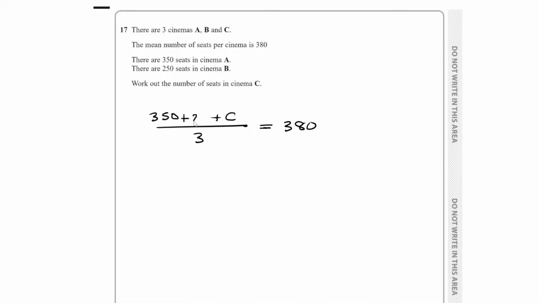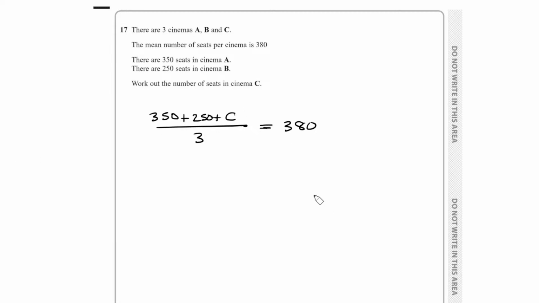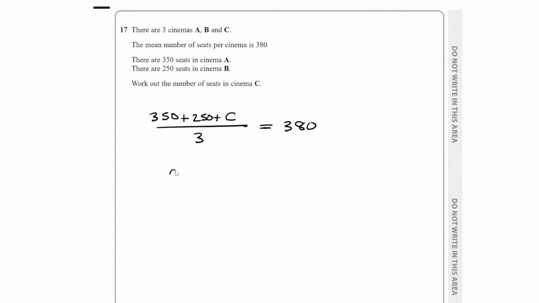Do you see how now, I mean, this depends how much you like algebra. I kind of lean on algebra quite a lot to figure things out. But I've basically got an equation here with just C. And that's the thing I want, isn't it? They've asked me to find out C. So I guess you could just add these together, couldn't you, to start with? Might as well do that. So 350 plus 250 gives you 600. So we've got 600 plus C over 3 is 380.